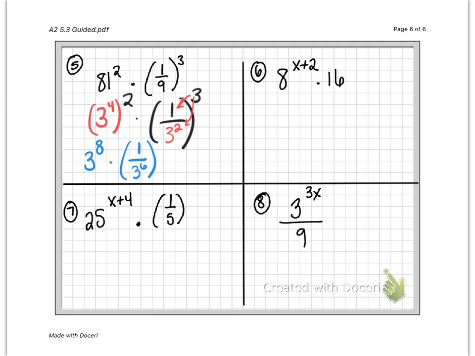Now I'm going to do my multiplication. Multiplying straight across the top, 3 to the 8th times 1 is 3 to the 8th, over 3 to the 6th. Now I've got the same bases, so I can just subtract my exponents. 3 to the 8 minus 6 would be 3 squared.